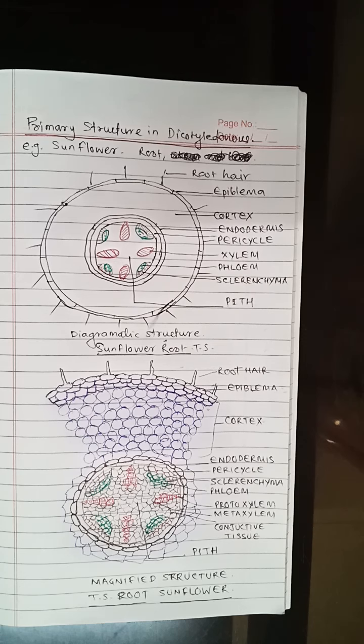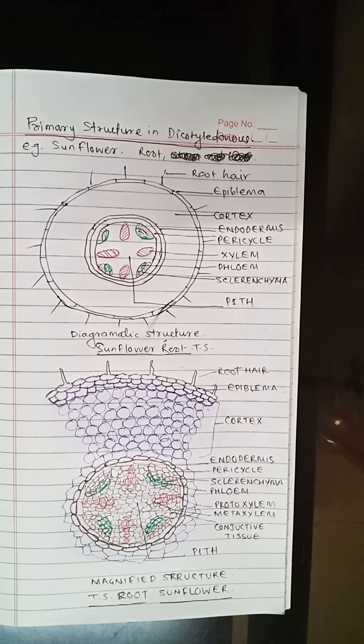They are epiblema. In case of root the outermost layer is called epiblema, while in case of stem the outermost layer is called epidermis. Internally, the root of sunflower shows epiblema, cortex, endodermis, pericycle, conjunctive tissue and vascular bundles, and in the center of the root pith is present.